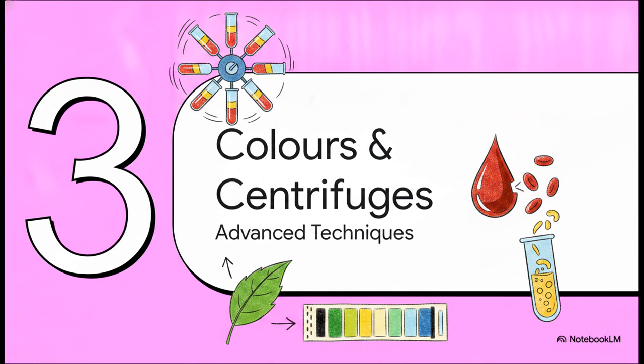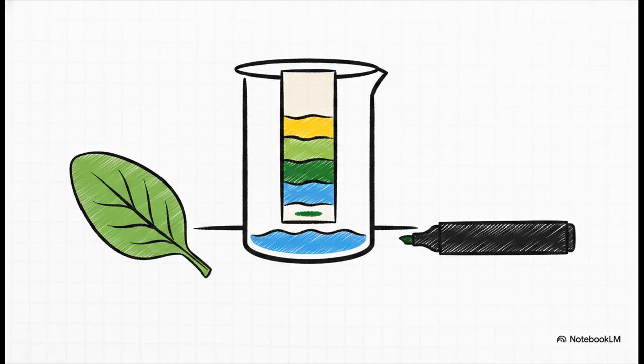Up next is Section 3, colors and centrifuges. Let's look at some of the more advanced techniques. First up, paper chromatography. I love this one because it honestly looks like magic, but it's pure science. You use a liquid solvent to carry a substance up a strip of filter paper. Because different components interact differently with the paper, it turns into a kind of microscopic race where every runner has a different top speed.